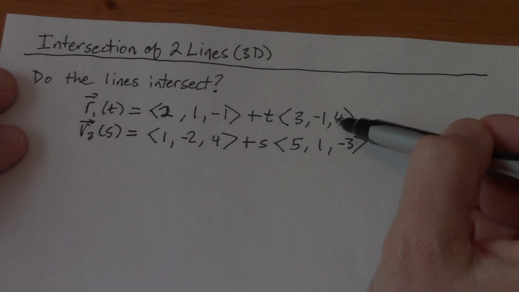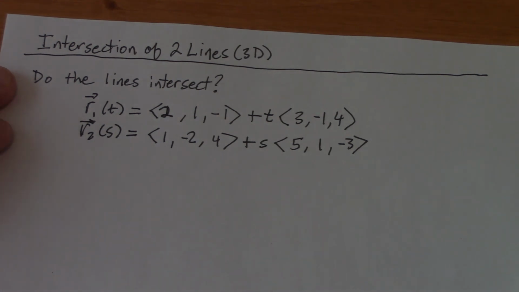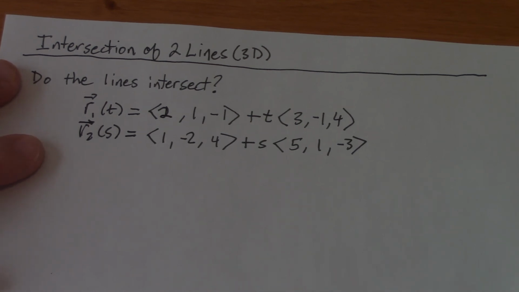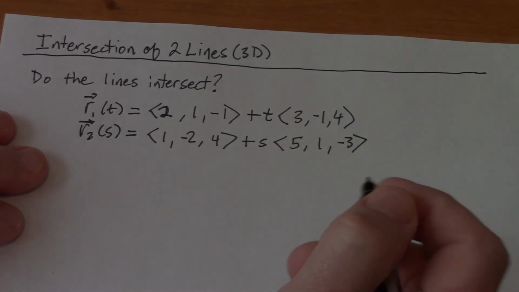You could also, if these two vectors are perpendicular, the lines are perpendicular. Now that doesn't mean anything with this question, because perpendicular lines in 3D can either intersect or still be skew. So we still have to do the work here. All right. So if they intersect, it's at the same x, y, and z value.